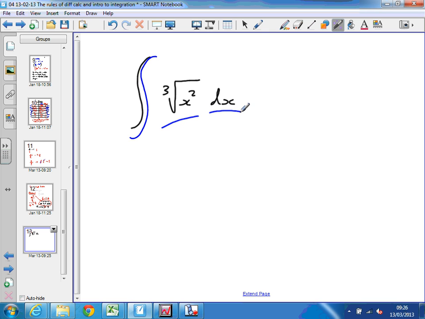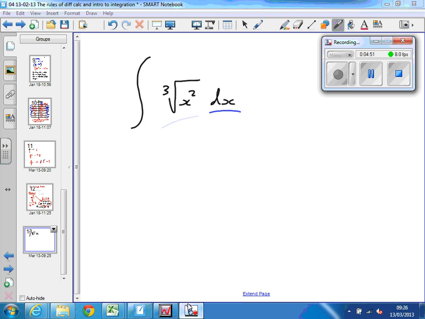So x is a variable. So first step, integral of x to the 2 over 3 with respect to x. So I've not integrated it yet, so I just write it equals that. I've just rewritten it.